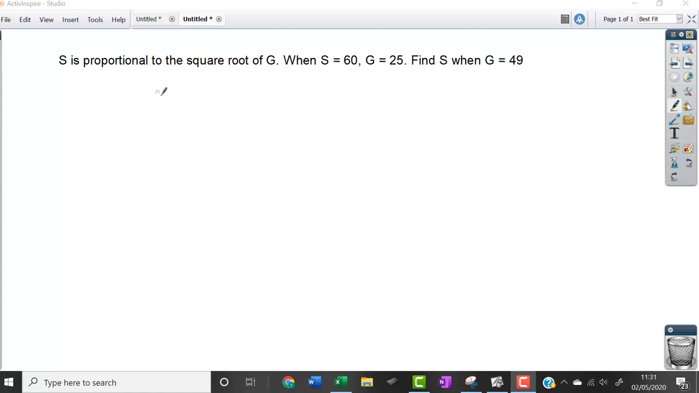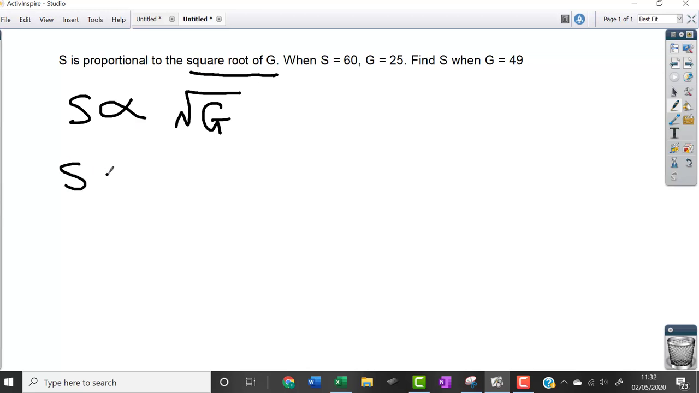Okay, if we take a look at this question, this time we've got S is proportional to the square root of G. If it just says proportional, we assume that it is directly proportional, similar to the example that we had. Okay? So I've got my S is proportional to the square root of G. Well, that just means the square root of G. I've now got to get rid of my proportional sign. So S, I replace the proportional sign with an equal sign. I bring in my constant K and my square root G.